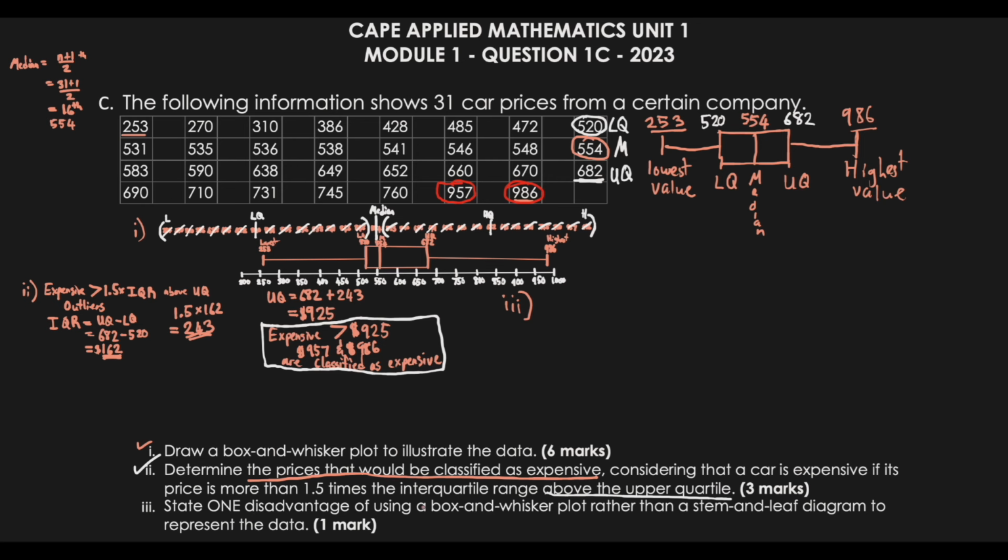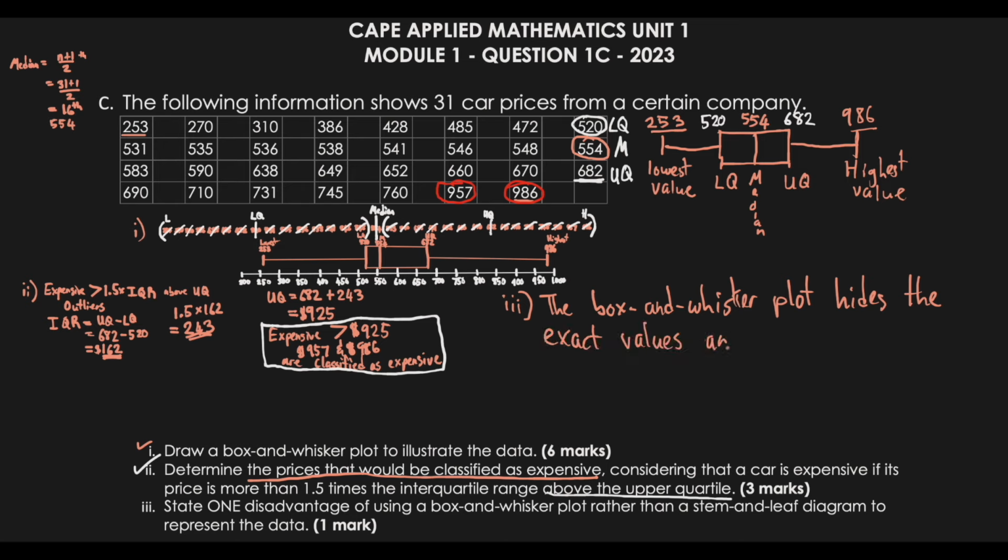So therefore, one disadvantage of using a box and whisker plot rather than a stem and leaf diagram to represent the data is that the box and whisker plot hides the exact values and intricate details of the data. All right, so this is how we answer these questions here.